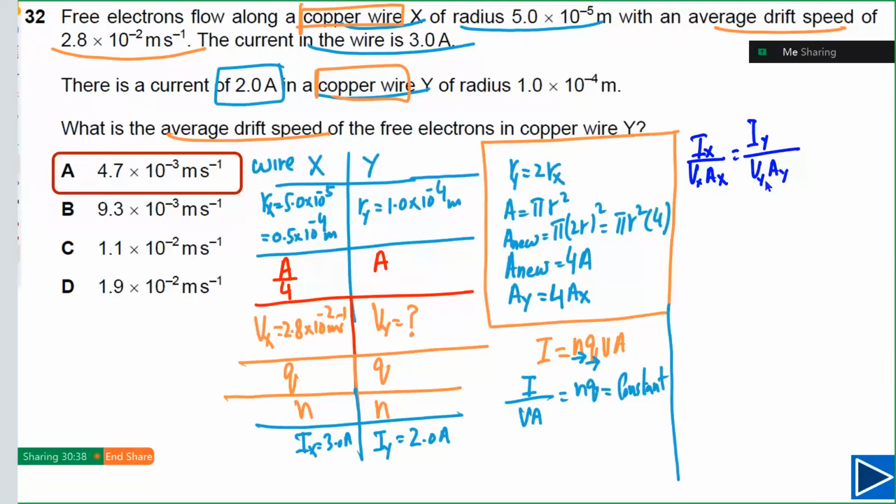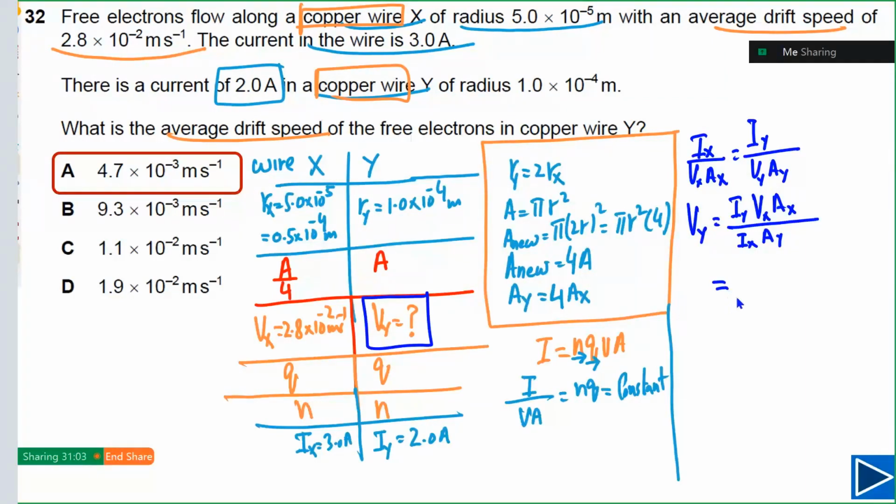For this question, we need to calculate Vy. The question is asking you to calculate Vy. So we can rewrite Vy: this will be equal to Iy times Vx times Ax, divided by Ix times Ay.